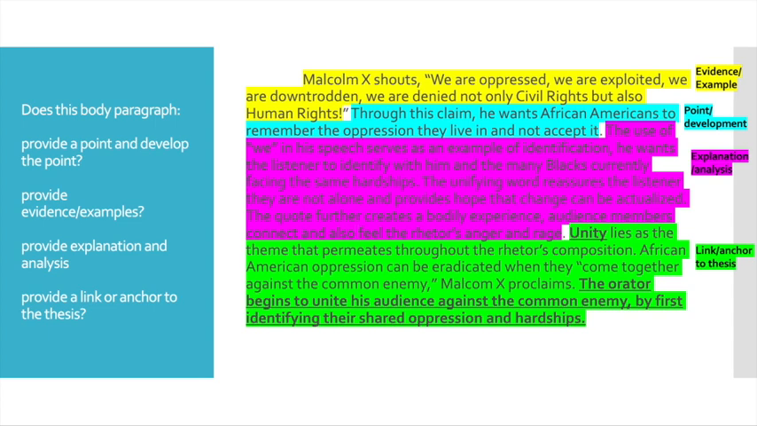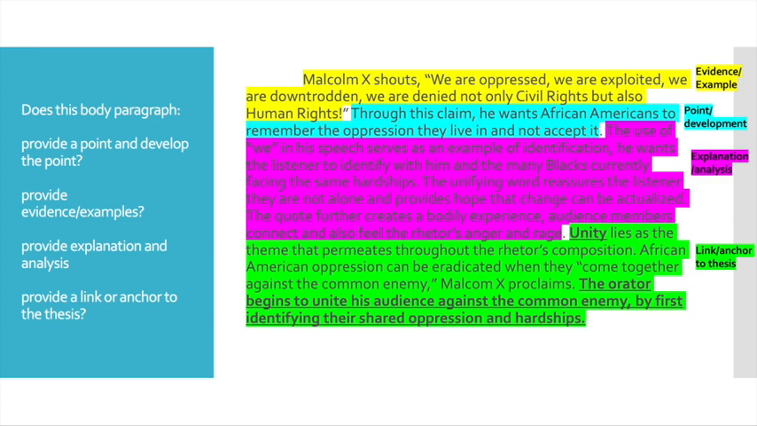Malcolm X shouts, "We are oppressed, we are exploited, we are downtrodden, we are denied not only civil rights, but also human rights." Through this claim, he wants African Americans to remember the oppression they live in and not accept it. The use of "we" in his speech serves as an example of identification. He wants the listeners to identify with him and the many blacks currently facing the same hardships. The unifying word reassures the listeners that they are not alone and provides hope that change can be actualized.